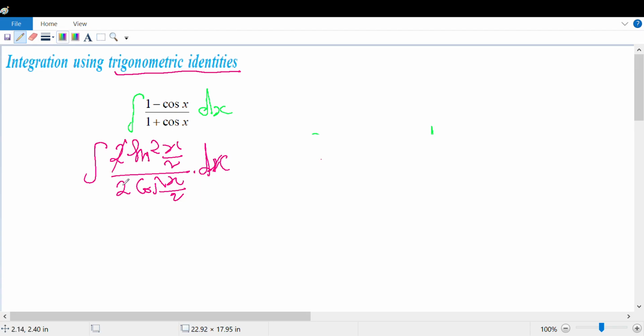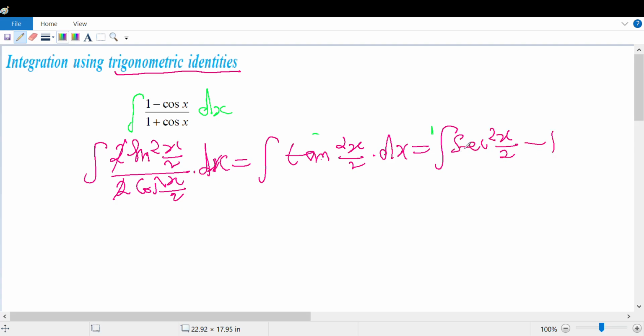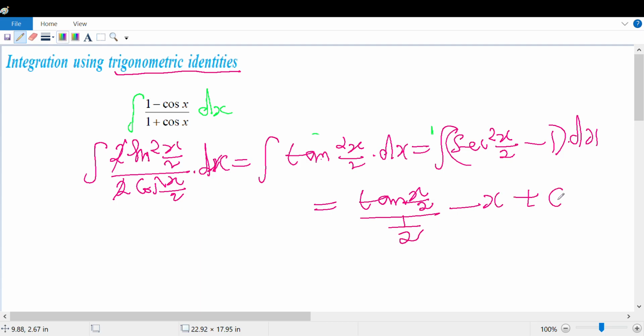So here, the 2 will be cancelled, and this is very clear, it will be tan square x by 2 dx, which is equal to sec square x by 2 minus 1. We have integrals for both of the terms directly. Sec square x by 2 is a standard integral, giving tan x by 2 times 1 by 1 by 2, minus x plus c.